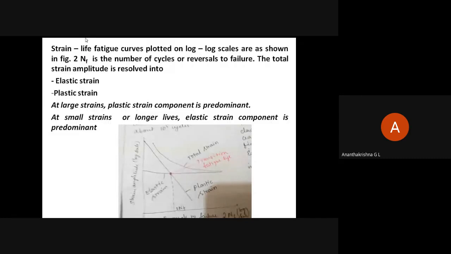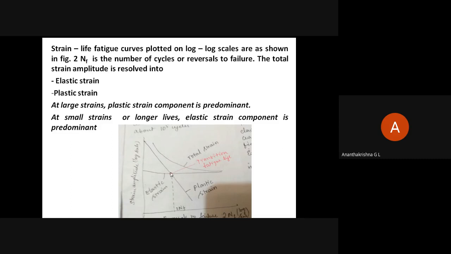Strain life fatigue curves are plotted on log scales, and can be resolved into two components: elastic strain and plastic strain. At large strains, the plastic strain component is predominant because deformation or yielding takes place, so failure is going to be faster. This essentially refers to brittle materials. At small strains or longer lives, the elastic strain component is predominant. This is essentially for ductile materials where you will have elastic strain components.